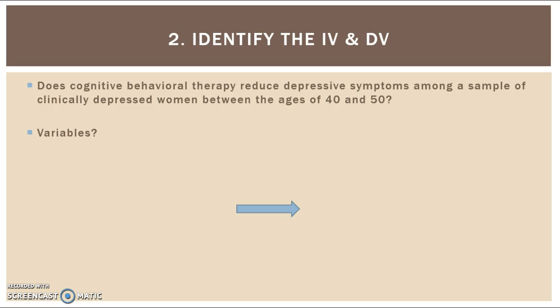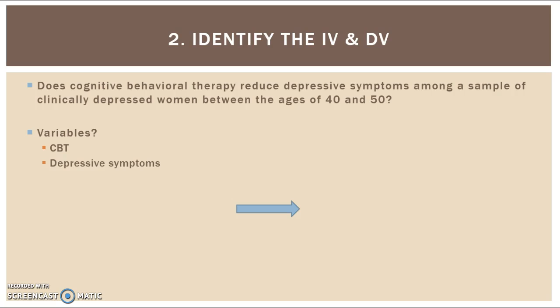The variables in this question are cognitive behavioral therapy and depressive symptoms. This research question is pretty lengthy, and you can see that there's additional information about a sample of clinically depressed women between the ages of 40 and 50. That part of the research question just tells us about our sample. It does not include specific variables. So for this research question, the only variables are CBT and depressive symptoms.